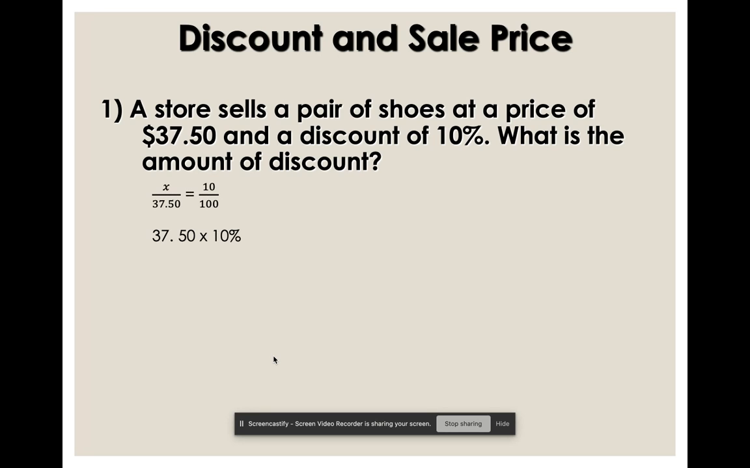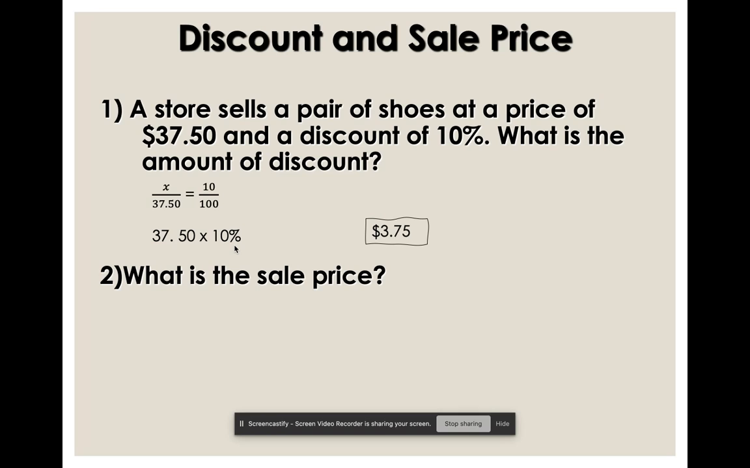So here we are. Here's our two ways we can set this up. We have x over 3750 because, again, we do not know the part. That always goes over the percent, which is 10, always over 100. So that would give you one way of solving that. The other is you can simply do the times the 10%. Either way, you should get the same answer, which is going to be $3.75. That is the amount of discount.